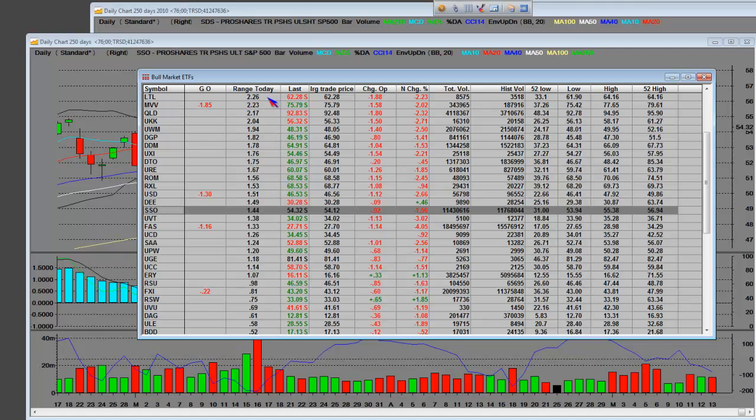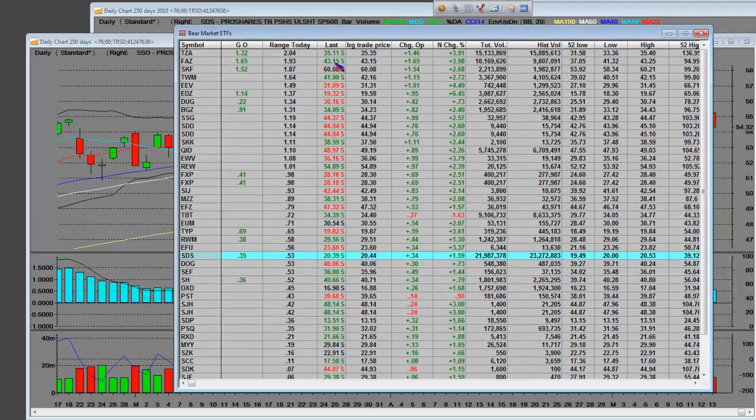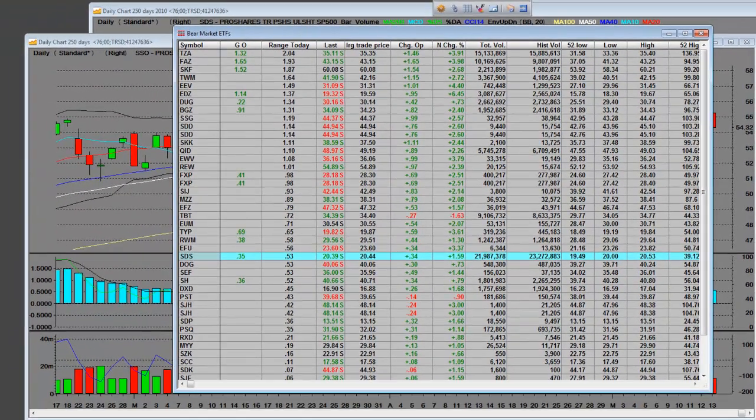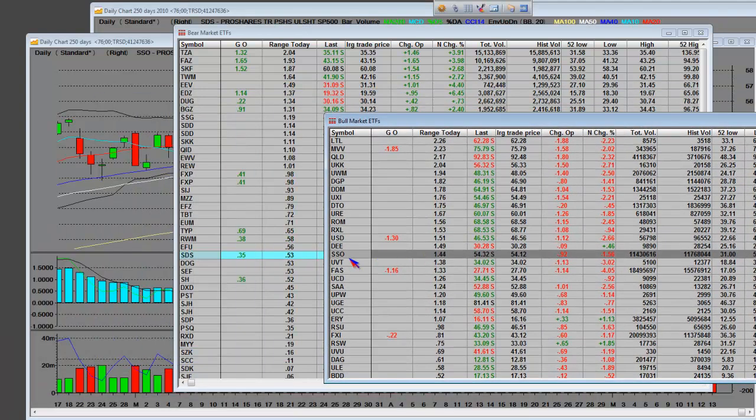So what we have here is in the SSO, which is down here, it's $1.44, and that's the true range. That's $1.44 up or $1.44 down, and that's the bull. The opposite one over here is the SDS, and its range is only 53 cents. So it's a narrow range on the bear for now. You can see the differences right here. So here's the range on the bull, which is greater, and the SDS, which is less.